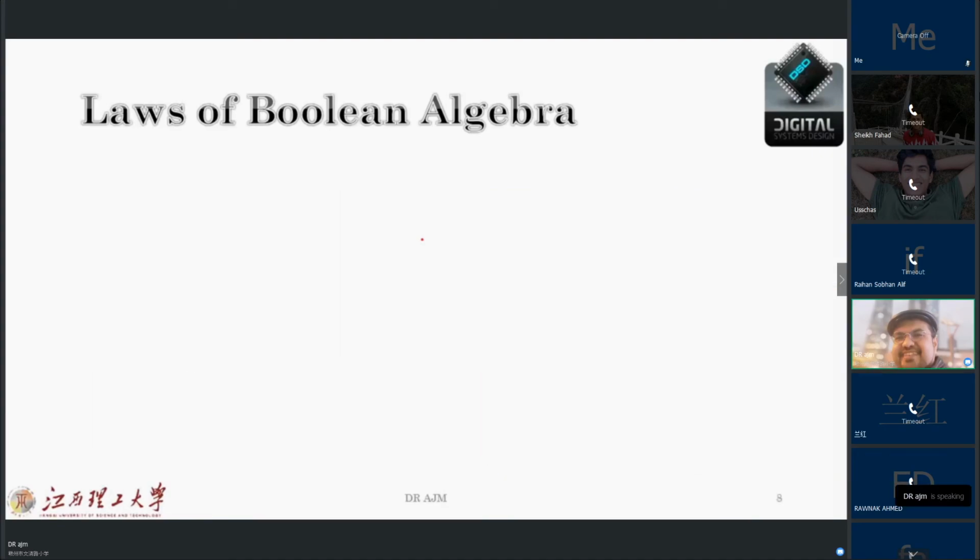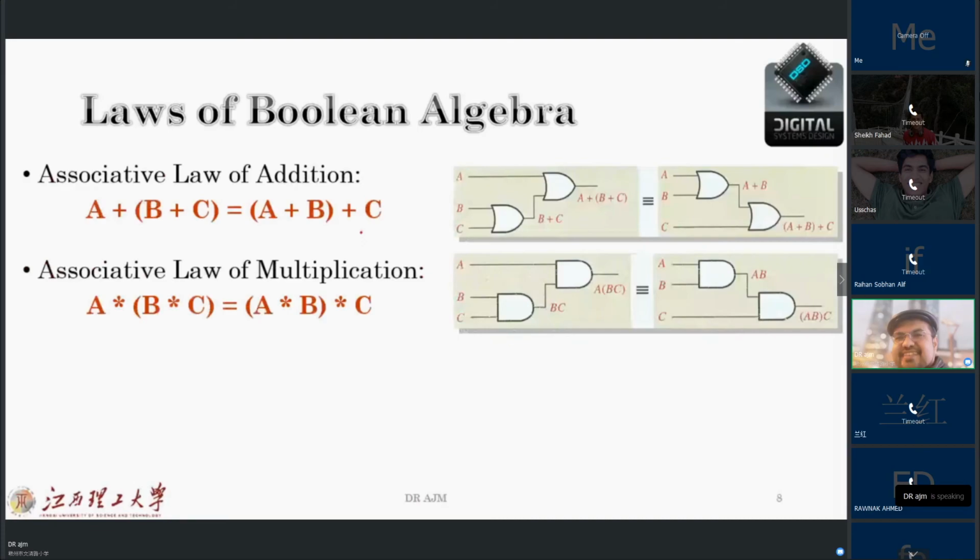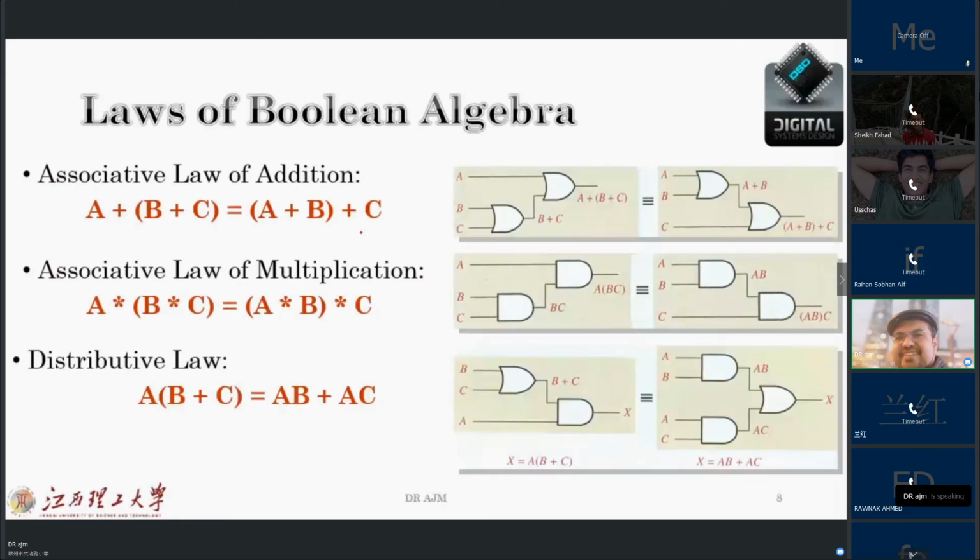Let us show the other rules, something like the associative laws of addition, in which we said that A plus B plus C. We can show it like this. Then I can do first A plus B and then plus C. Then A plus B is like this. And again, another plus is one more OR gate, which becomes A plus B plus C.